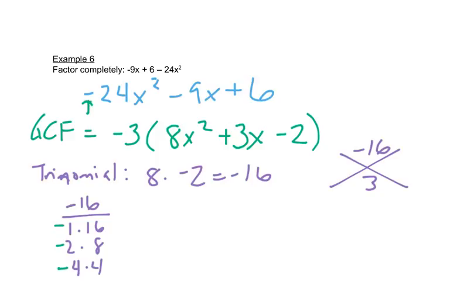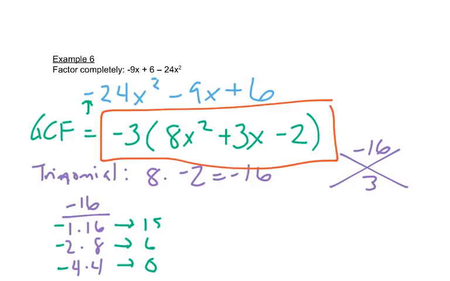If I look at these, none of these add to get a positive 3. This adds to get a positive 15. This adds to get a positive 6. And this adds to get 0. So that means that I can't factor that trinomial any further. That means that right here is my final answer. Now we don't say it's prime because it's not the same as what we started with. We've done something to it. We just can't do anything with what's inside any further.